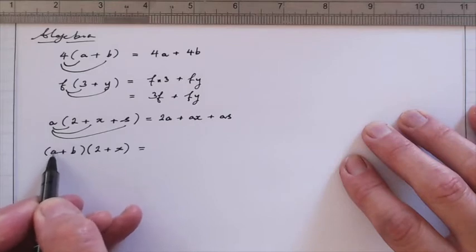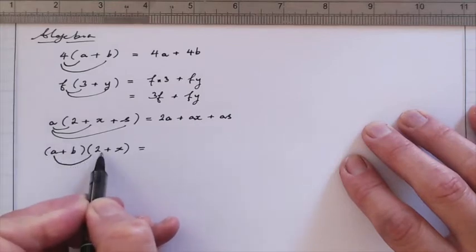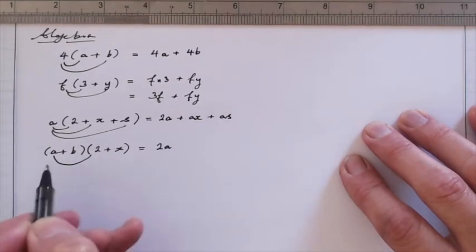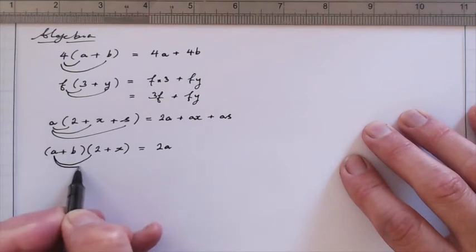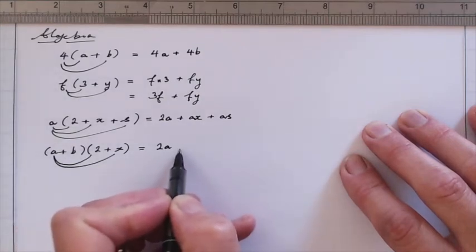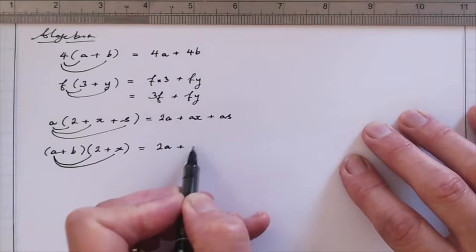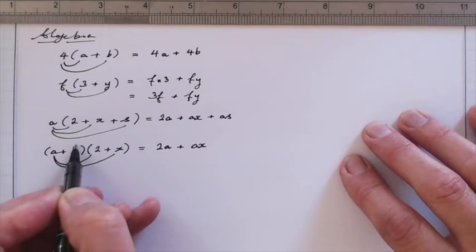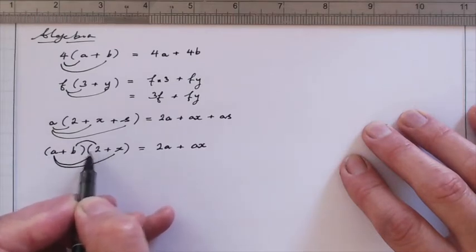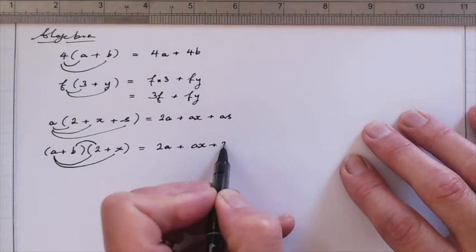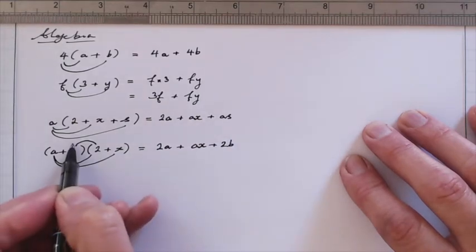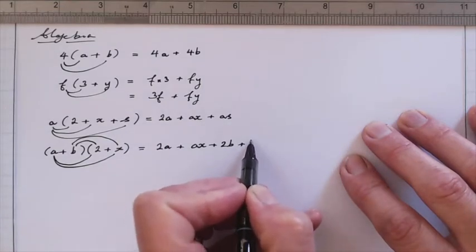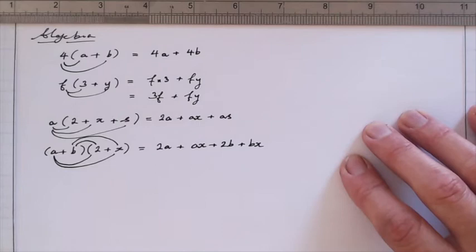So we take the first term in the first bracket and we multiply it by the first term in the second bracket. That's a times 2. Let me just write that as 2a. And then we take that first term and we multiply it by the second term in the second bracket. That gives me a times x. Then I have the second term in the first bracket multiplying the first term in the second bracket. B times 2, I'll write that as 2b. And finally, I have this term multiplying by x. So that would be b times x. And that's absolutely fine.